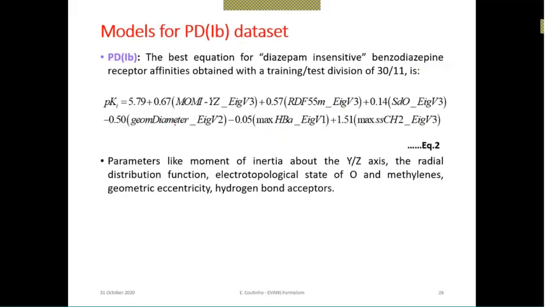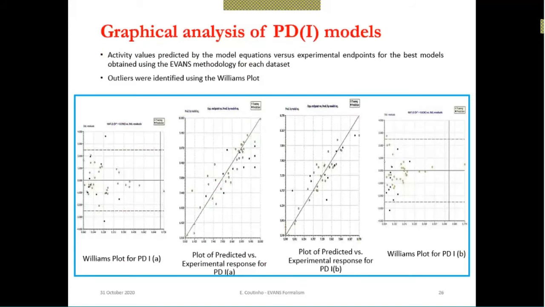Here is a model for the PDB-1B data set. Here the third eigenvalue for the physicochemical property, the moment of inertia, is correlated to the PKI. Like before, the third eigenvalue for the radial distribution function is also correlated to the PKI. I'm just giving you a glimpse of what sort of models the EVANS methodology gives you. This is slightly different from the models you are familiar with, especially the Hansch type of models. Now I want to focus on the applicability domain.